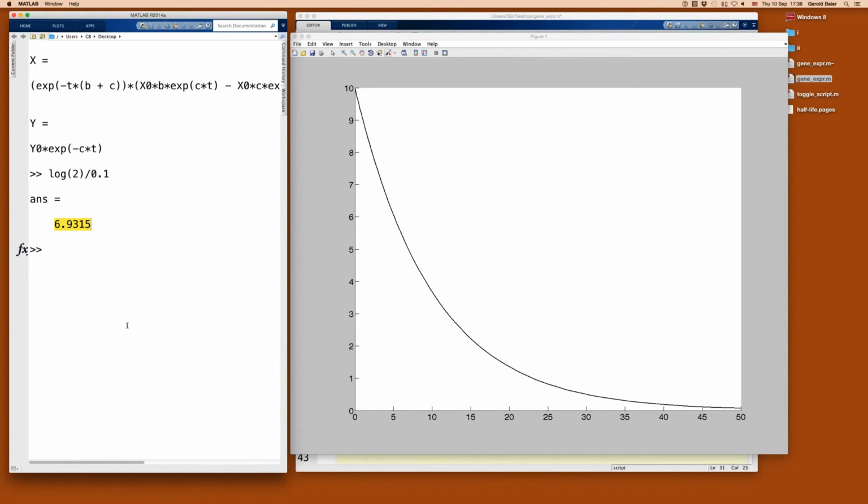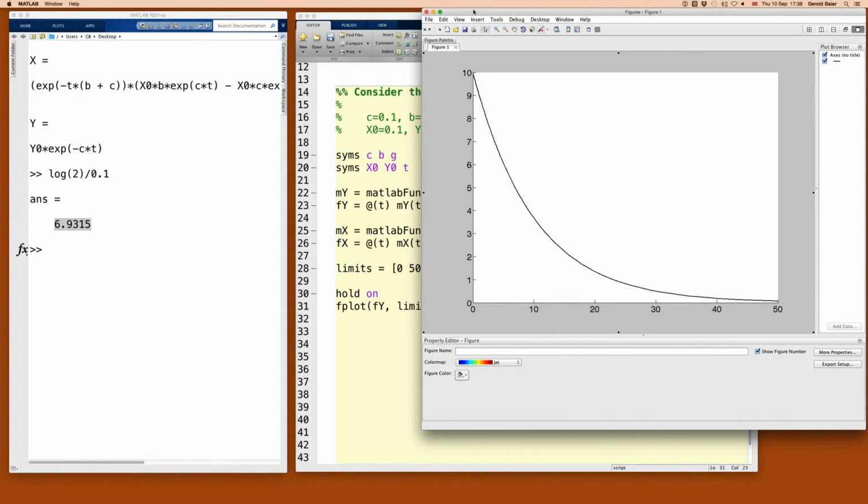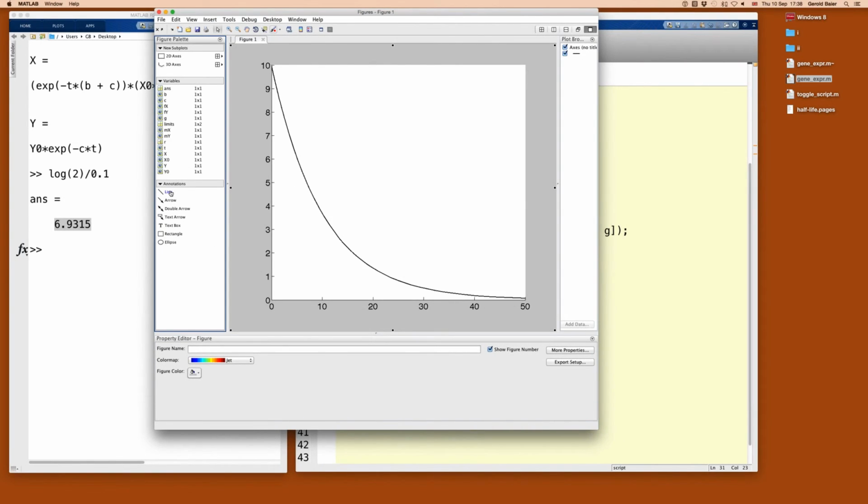What does this mean? This means that we have the half-life, the time it takes to drop by half. Say 10 to 5, if you follow that across, about here, follow it down, it'll be about 7. After about 7 time units, approximately, this graph should reach the point where the concentration is equal to 5.